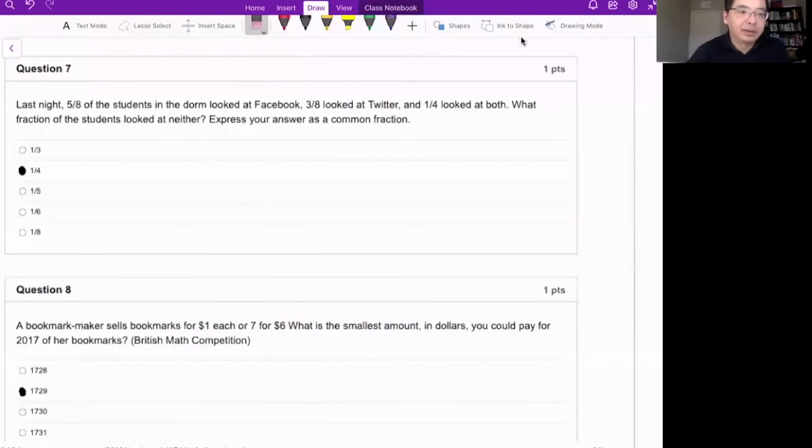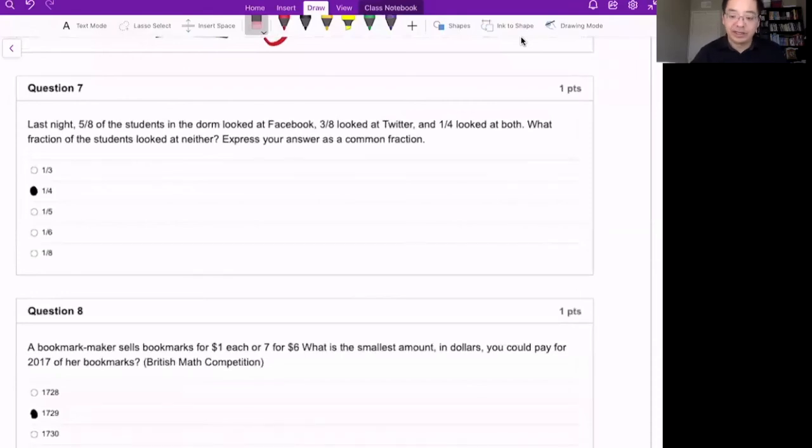Problem number 7. The problem says last night, 5/8 of the students in the dorm look at Facebook, 3/8 look at Twitter, and 1/4 look at both. The question is, what fraction of students look at neither? For this kind of problem, the most convenient way to solve is to use a Venn diagram.